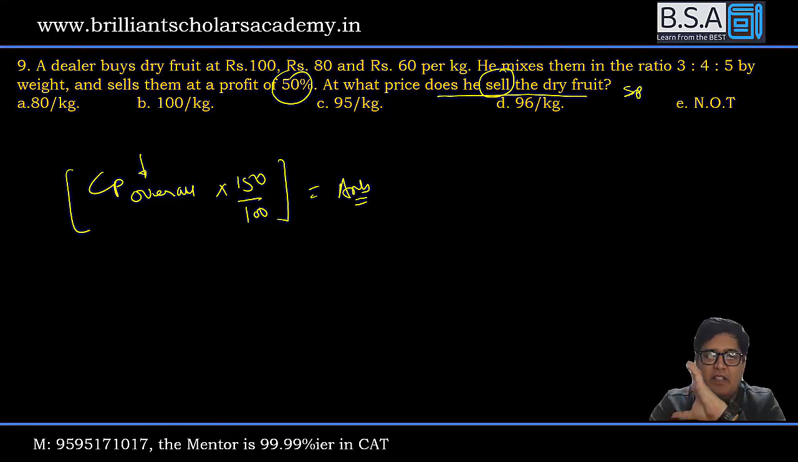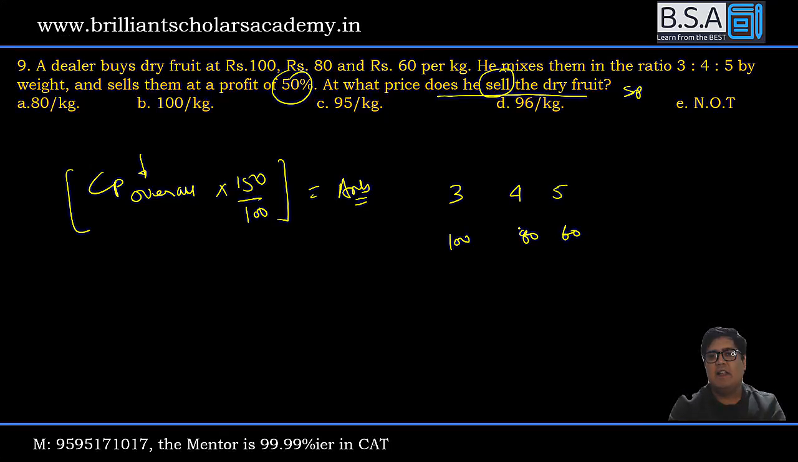Simple application of averages. You want to apply deviation method, go ahead with this. You want to apply common sense method, go ahead with this. Deviation method is very good, is very fast. So if you observe here, 3, 4, 5 are the ratios. 100 rupees, 80 rupees and 60 rupees are the price values. This is numerically the middle number.